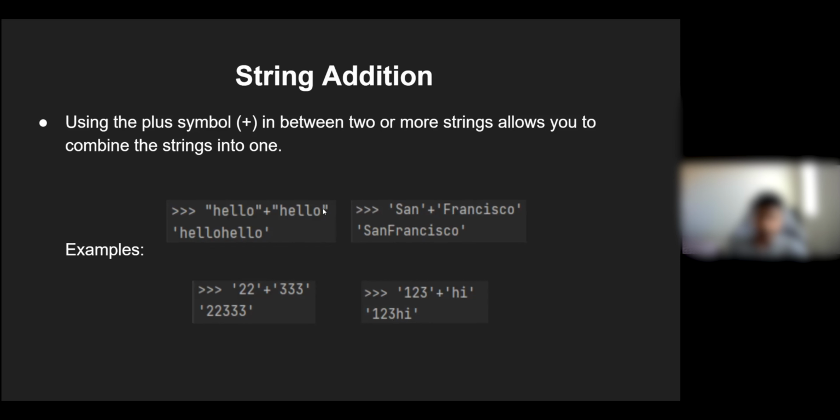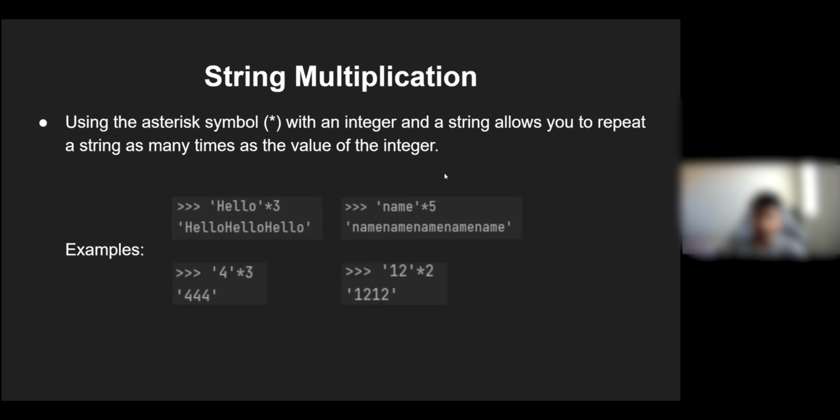You can't add a string and an integer together. You can only add strings and strings, but you can multiply a string with an integer. In this example, if we did hello times 3, you get hello hello hello. If we did name times 5, we get name five times. And then 4 times 3 is 444, and 12 times 2 is 1212. It just repeats that same string by the number you specify.